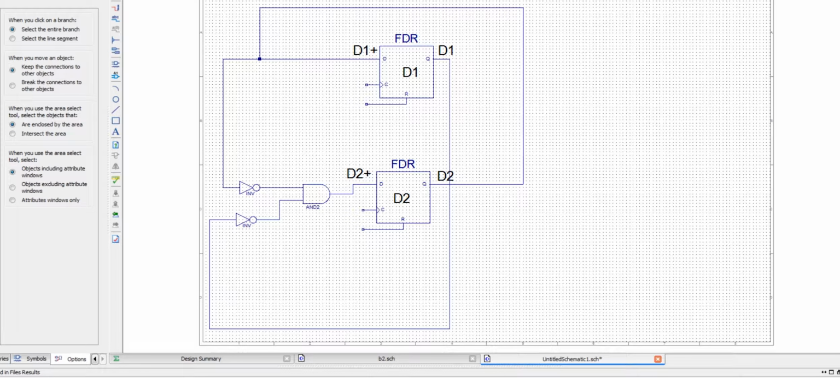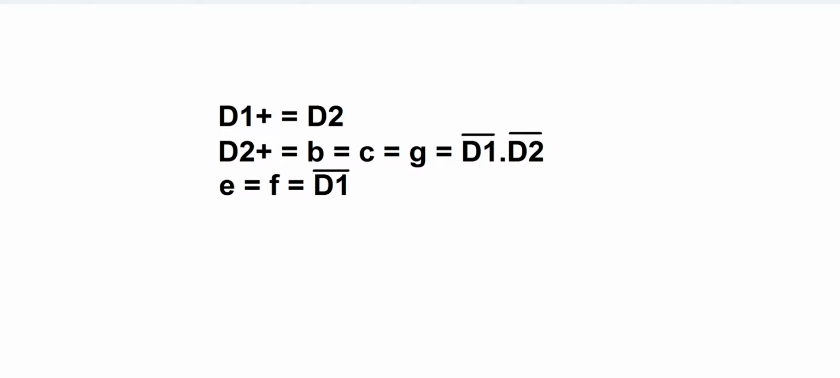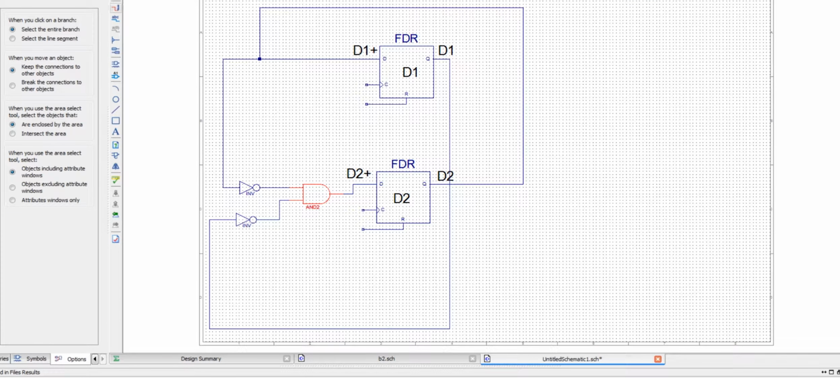So here's how we do it. First, I put two NOT gates and connected D1 and D2 to them. So this is D1, not D1, and this is not D2, which comes out of this D2, and then ANDed them together to create not D1 and not D2. And that's what the equation says must be D2 plus. But also B, C, and G, which are our outputs.